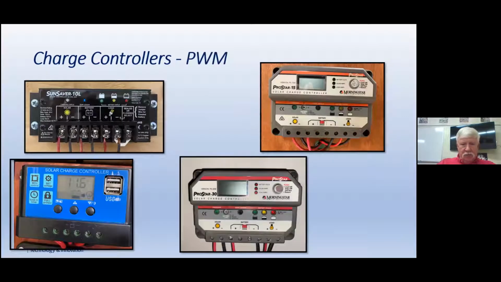So these are examples of PWM, pulse width modulation. They're the most common that we're going to see out there. They are the least expensive types. The one on the left here from Sunsaver is a 10 amp. This one below it is a 20 amp. Here we have a 15 amp. And we have 30 amps. So they come in various sizes. You look at what the needs of your system are, and you can size your charge controller based on what you plan to power.